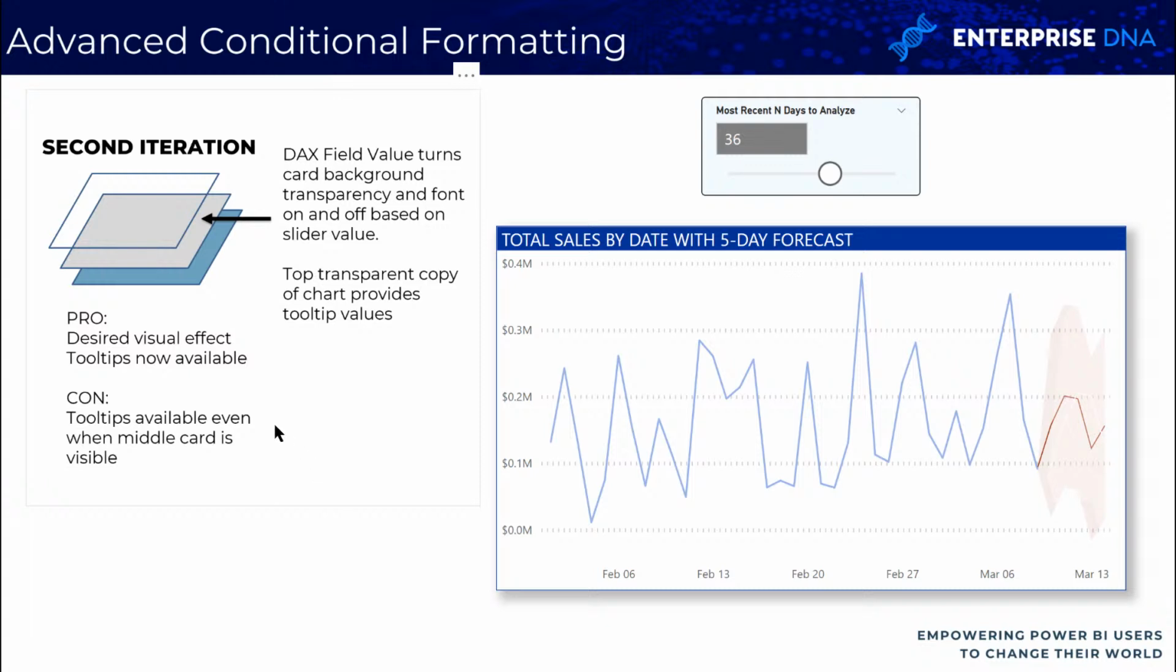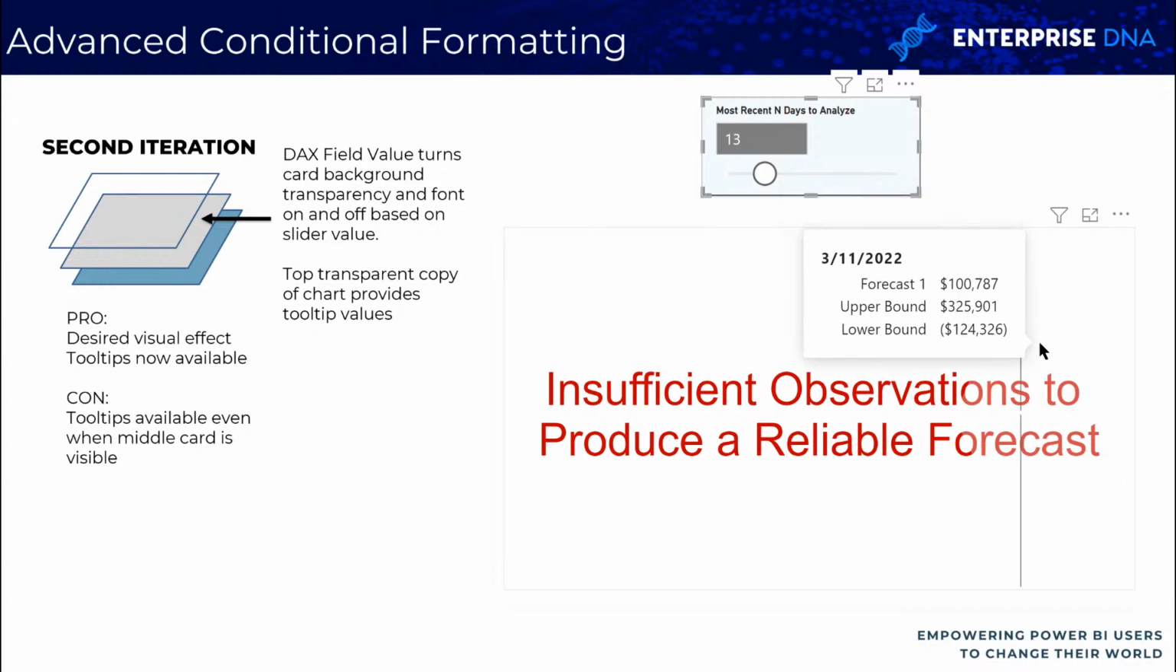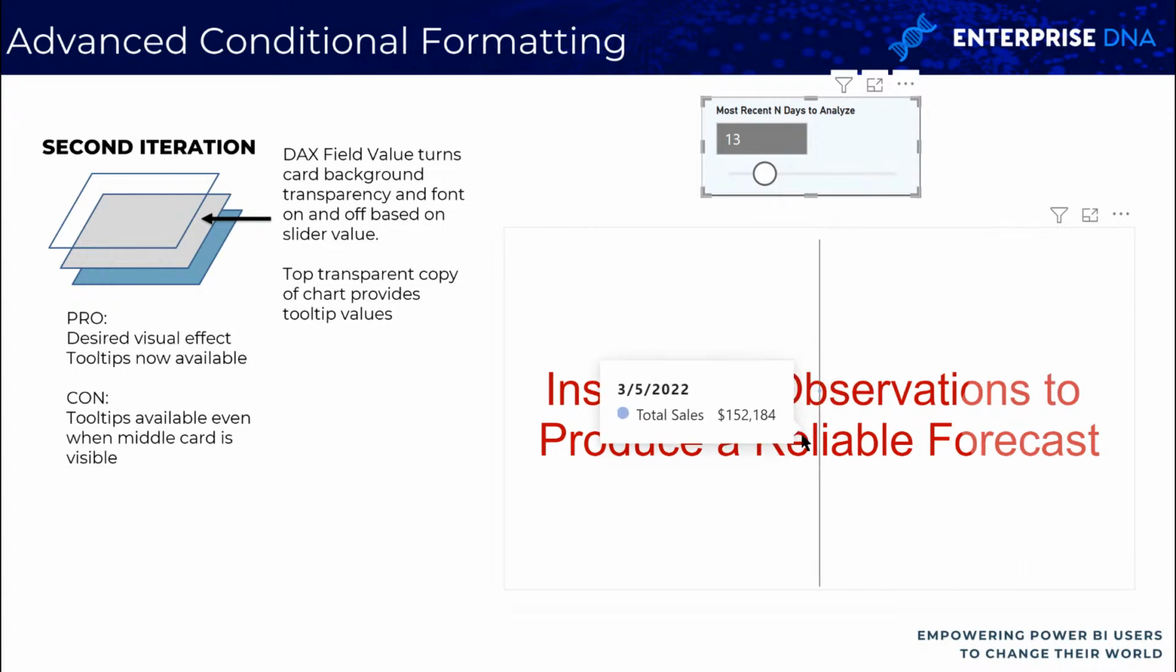But the problem with that one, so we got the desired visual effect, and tooltips were now available. So definitely a better solution than the initial one. The problem with it was that when you got below the threshold, tooltips were still there because this top layer still exists and is active. It might be unlikely that if you've got a message like this, people are going to be mousing over it. But if they do, you definitely don't want them to see this sort of tooltip.